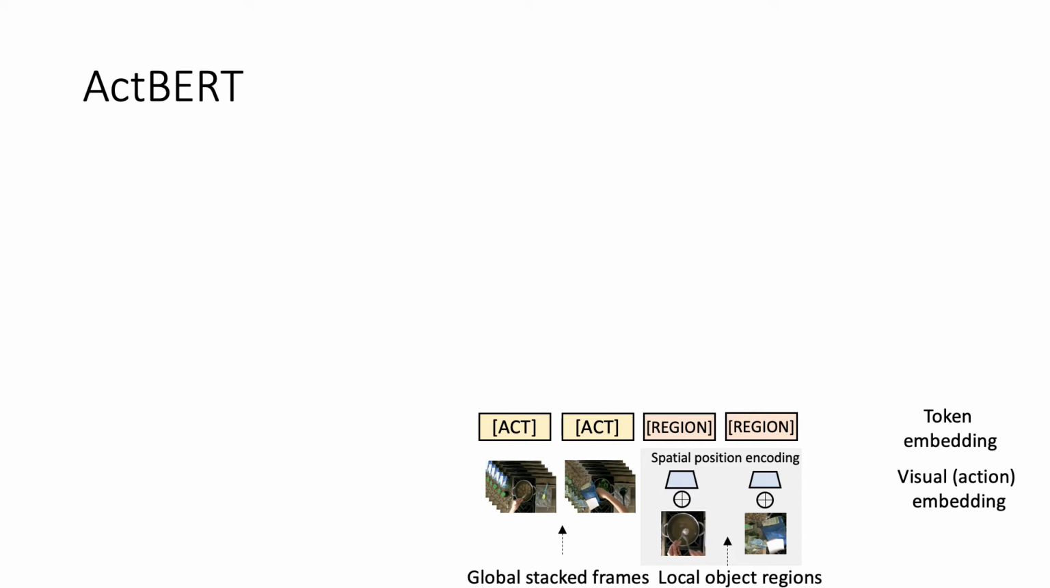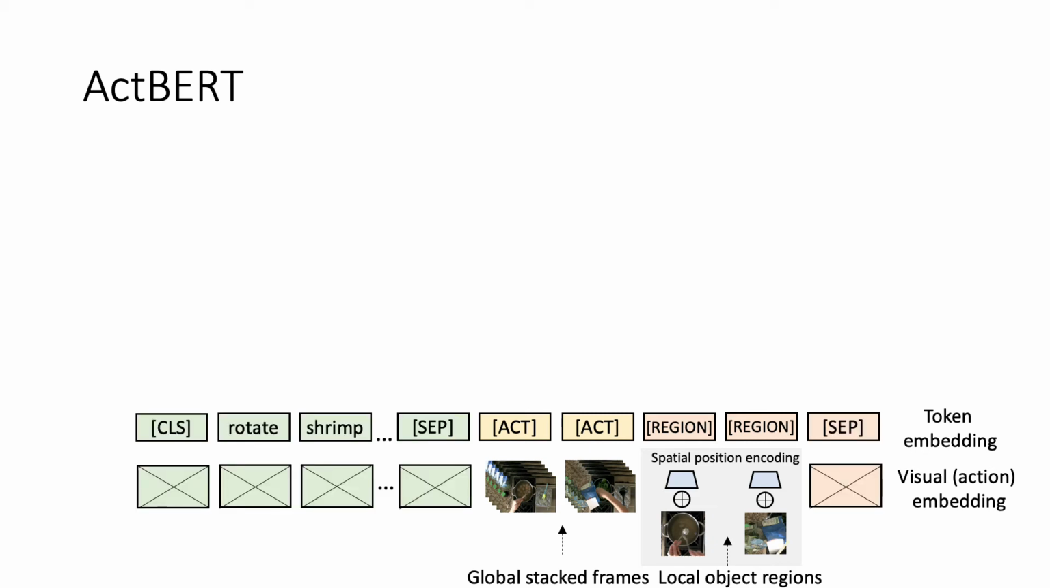We introduce two tokens for each of the features. The act token represents that the input is about an action. The region token represents that the input is a local region. There are also word tokens. For those word tokens, their visual embeddings are empty.